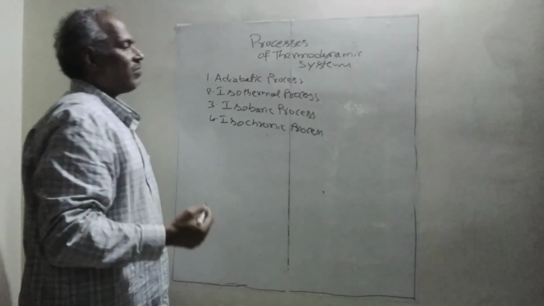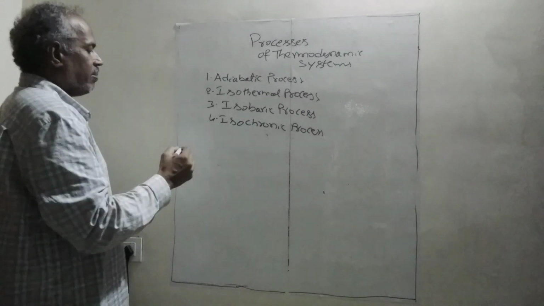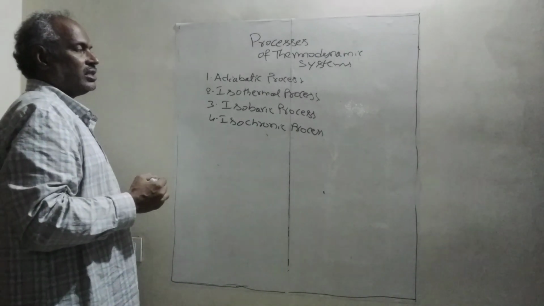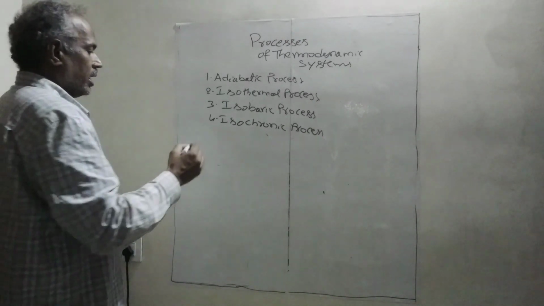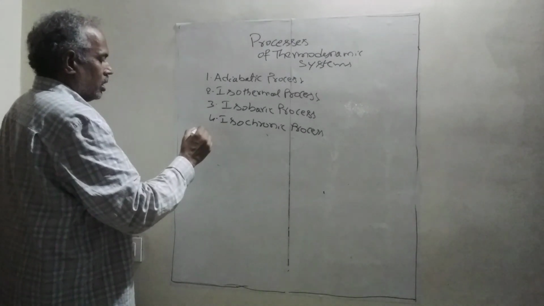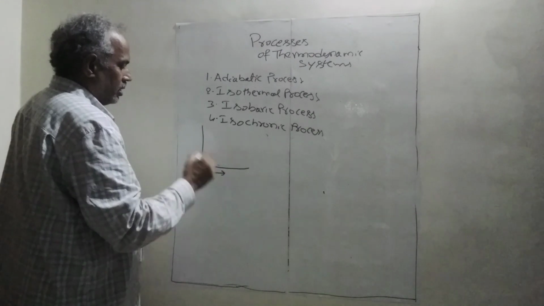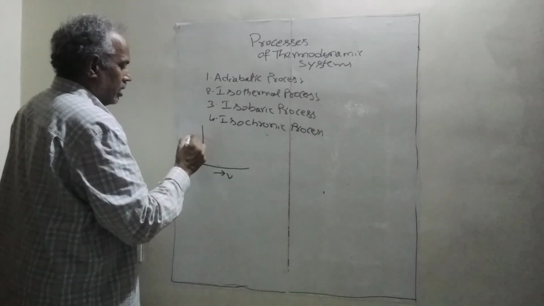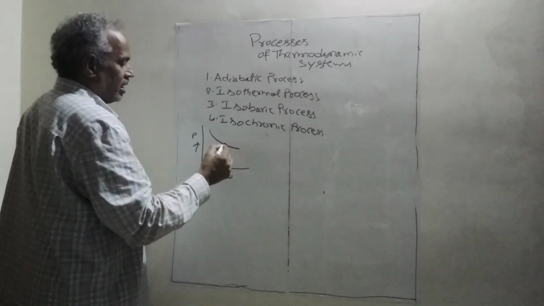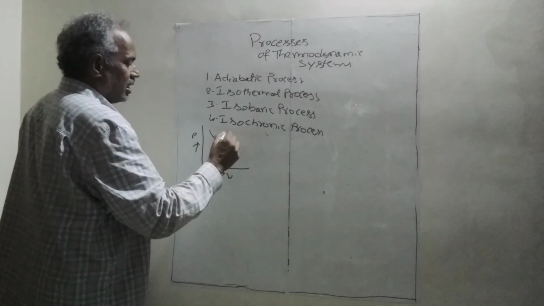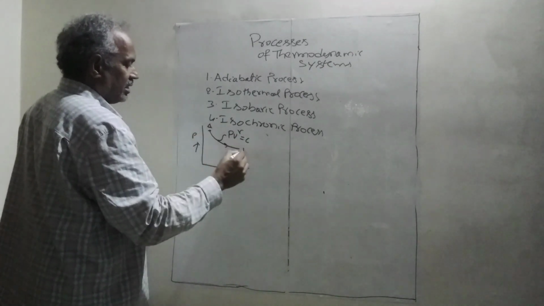Now we will apply the first law of thermodynamics to all these processes. First, let us take adiabatic process. In adiabatic process, the heat transfer will not take place from the system. In the PV diagram, the adiabatic process can be represented like this. The equation for this curve is PV to the power of gamma is equal to constant. This is state A and this is state B.